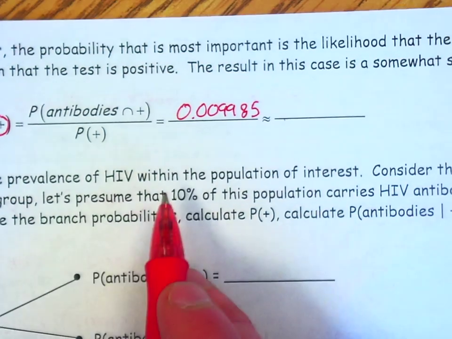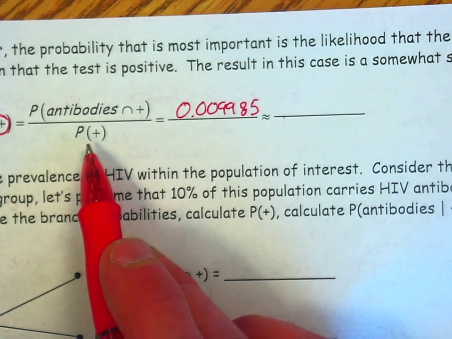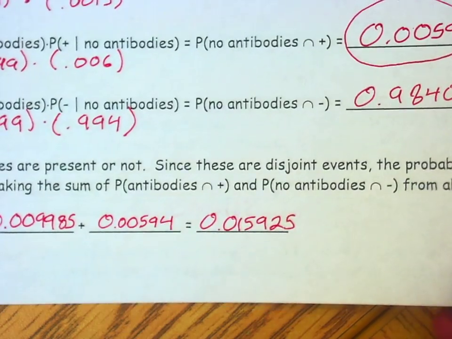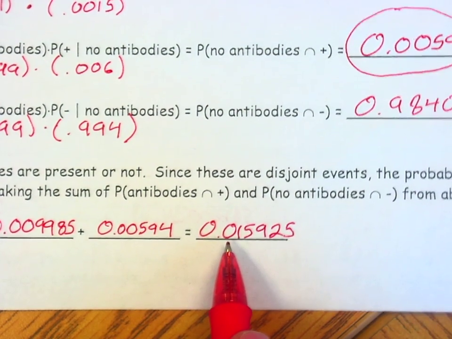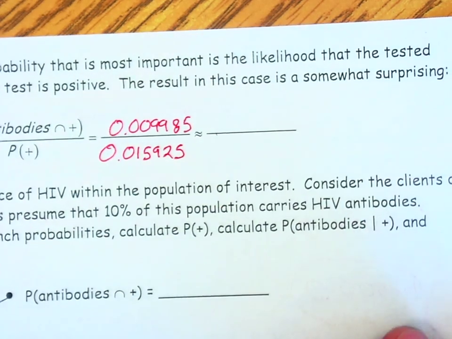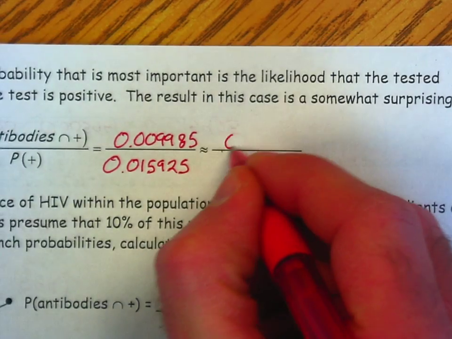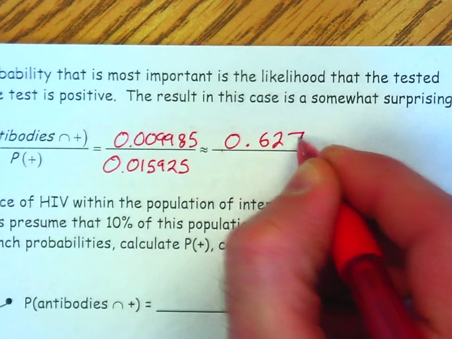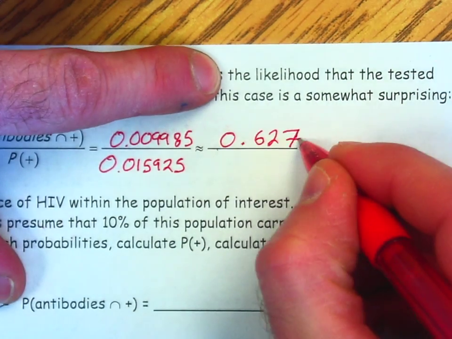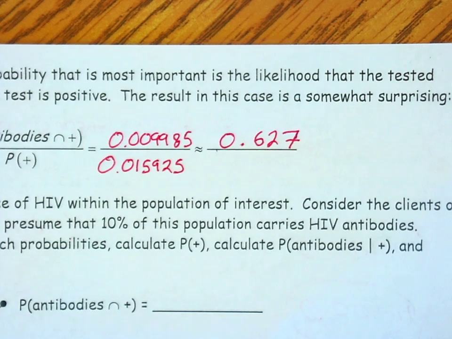So there's the numerator. Now, this is under the condition that a positive test has already been seen. So the likelihood of a positive test is what we calculated on the front side. That's what all this work was about, the 0.015925. That ratio then is going to give me the probability that I seek. The 0.009985, if I divide that by 0.015925, that gives me this probability. So if you click on the next video, we'll take a second and interpret what that actually means, because that's important. We'll summarize this.